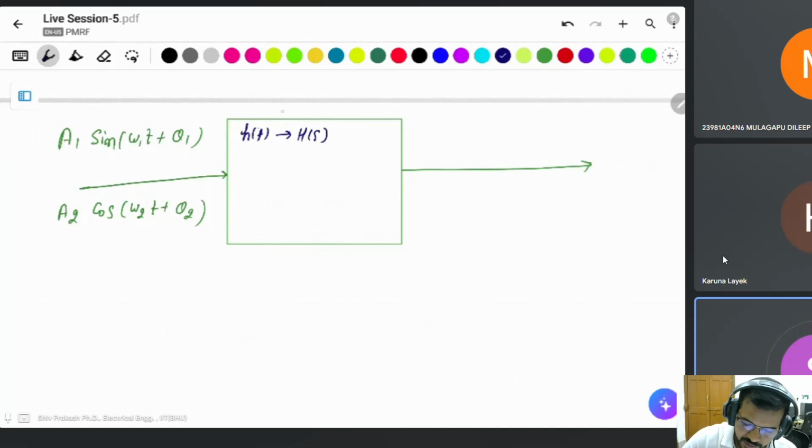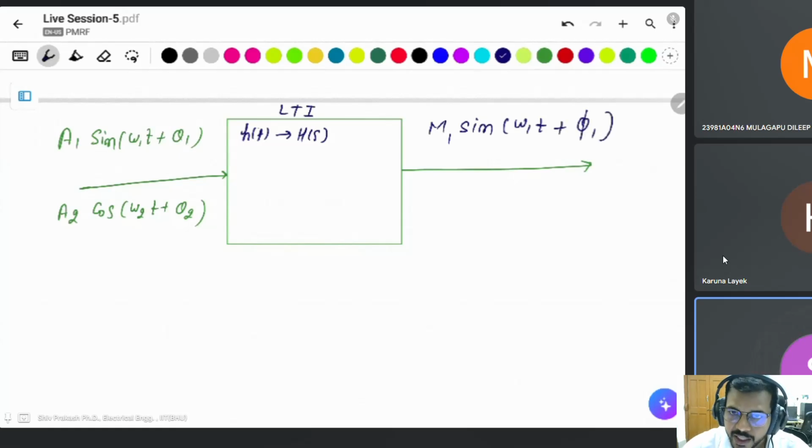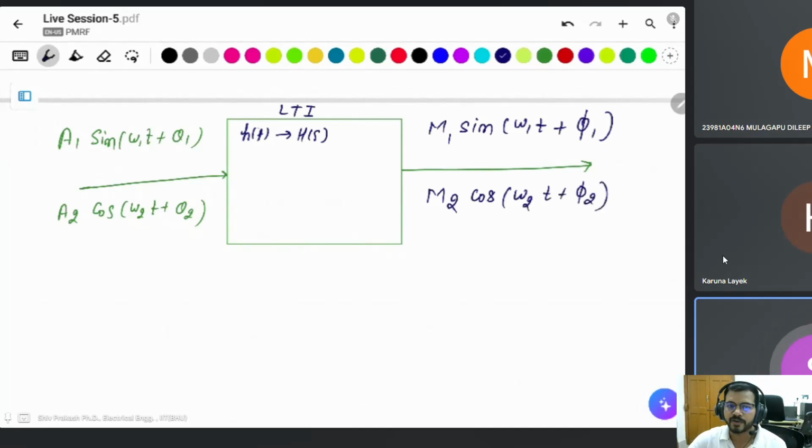The system has some transfer function. You give some input, then what is the output to find? If you give a sinusoidal input, then the output will be the same sinusoidal, with only the magnitude and phase different. The frequency will also be the same, but the angle will be different. If you give a cosine signal, the frequency is the same, but the angle and magnitude are different.